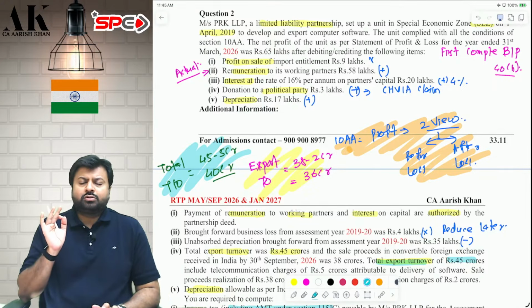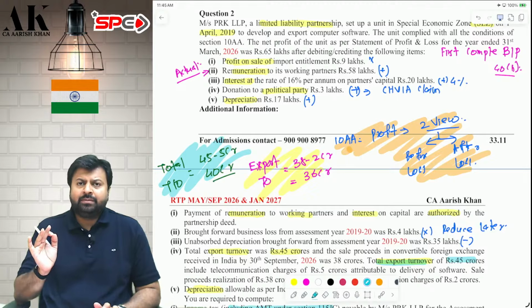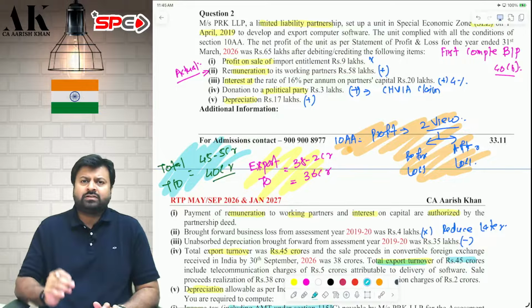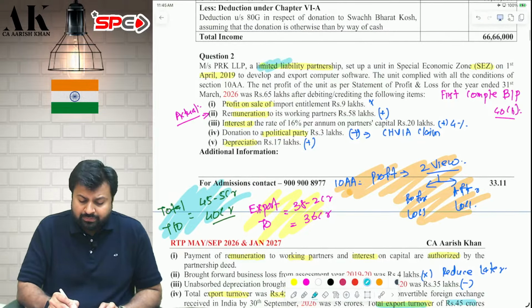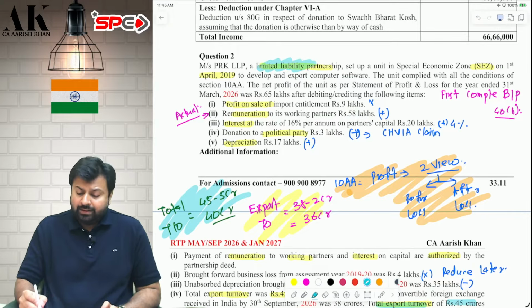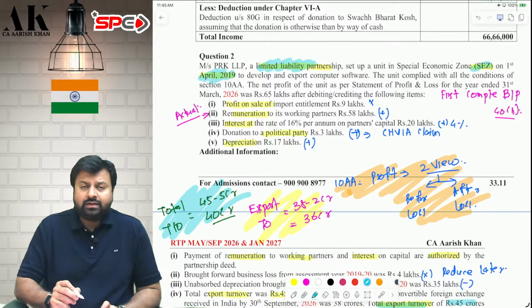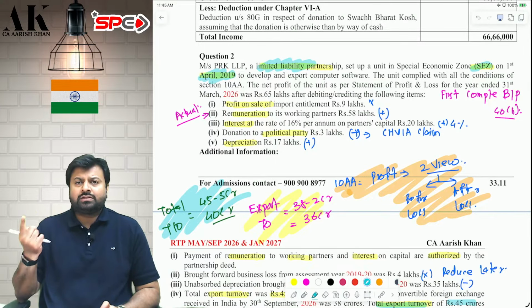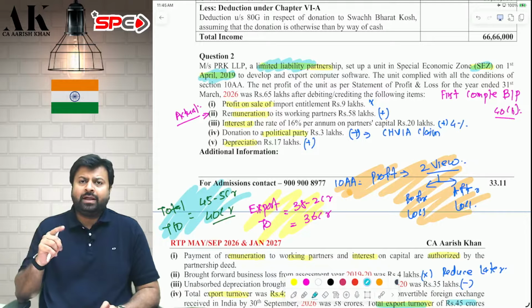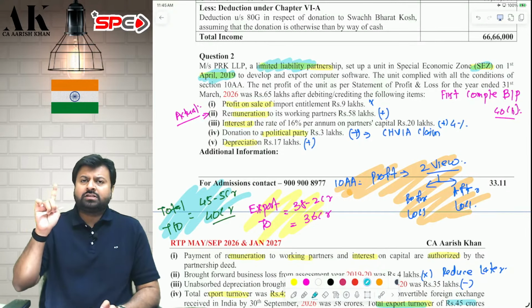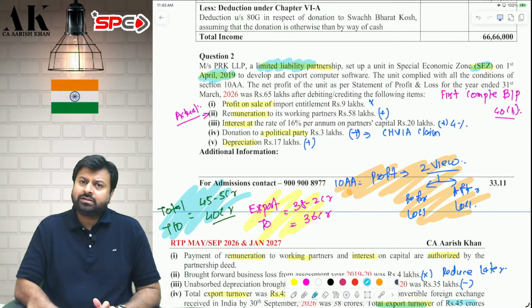In this question, we are supposed to compute total income, tax payable, AMT also, alternate minimum tax also, AMT credit also. All these things we are supposed to compute. It's a question on LLP. This LLP has a SEZ since 2019. Now, because it has an SEZ unit since 2019, it is eligible for deduction under 10AA, but only 50% because the unit is more than 5 years old. 50% deduction will be available of the profits.